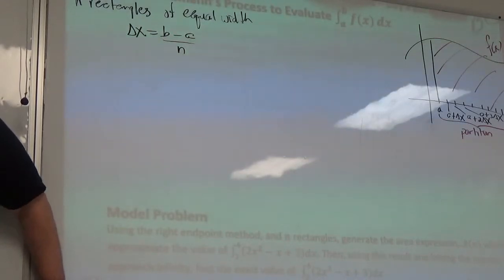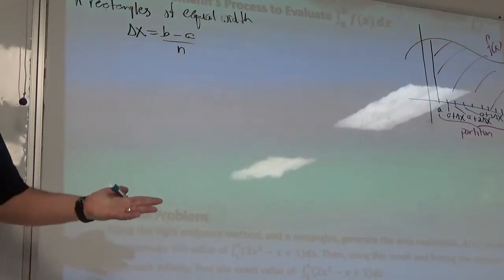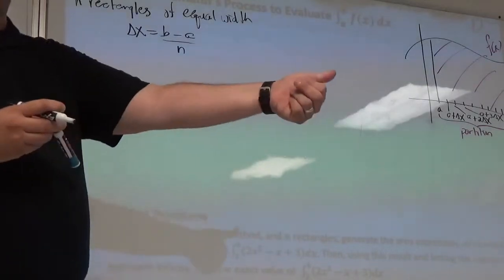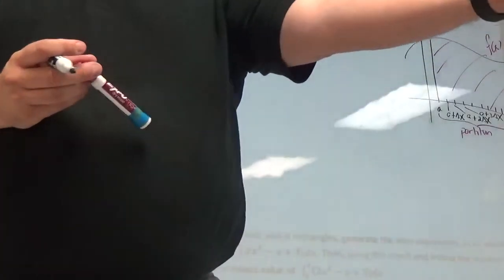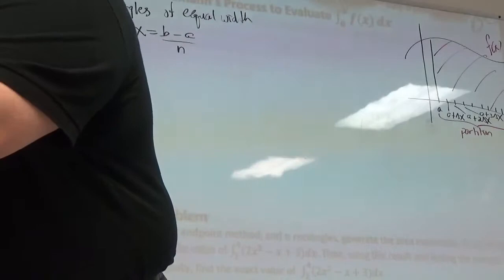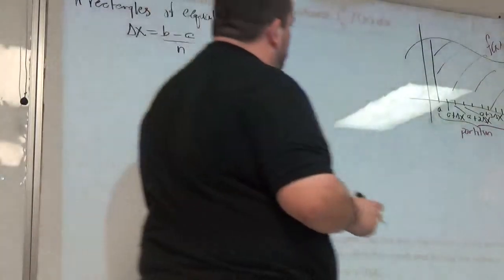Which method could I use? Doesn't matter. What are the options? Left endpoint method, right endpoint method, midpoint method, trapezoids. Okay, let's talk about the right endpoint method.